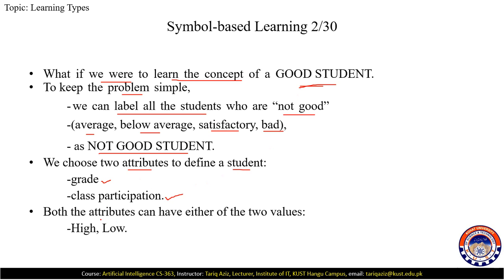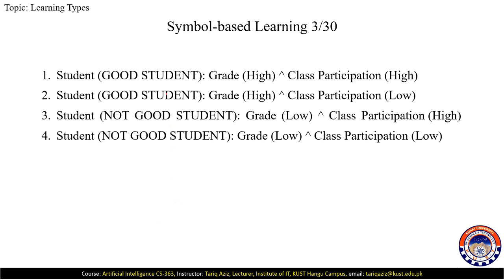Now, dear students, these attributes can have either of two values, high and low. Now look at the patterns. Student, good student, when. We can say that this is a rule. We discussed rules in our lecture on programming with Prolog. It's the same thing, though it may not be 100% the same, but to give you a better understanding, you can think of this as a rule.